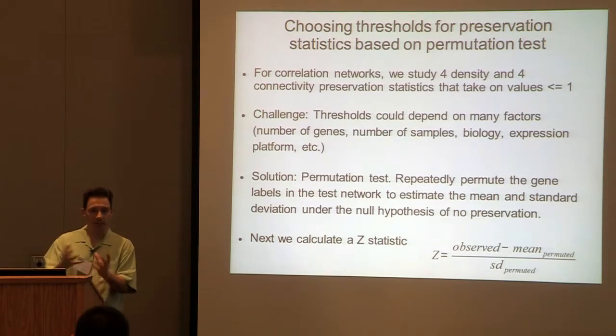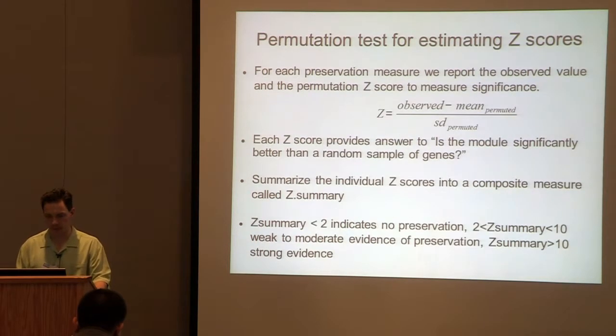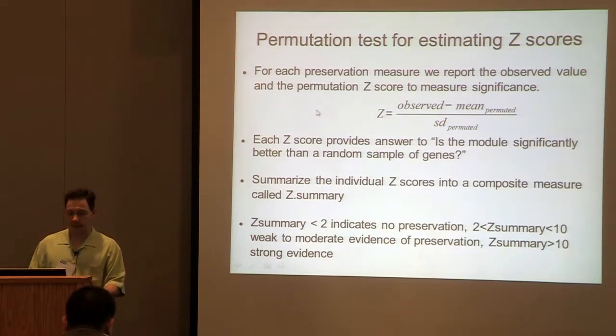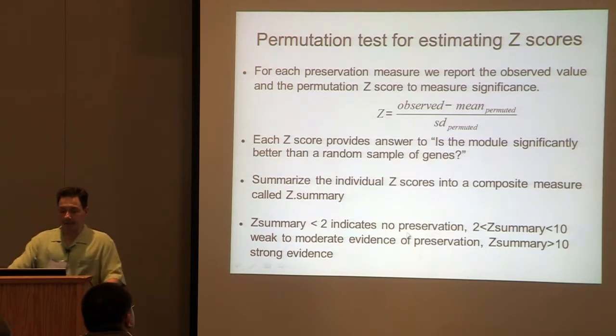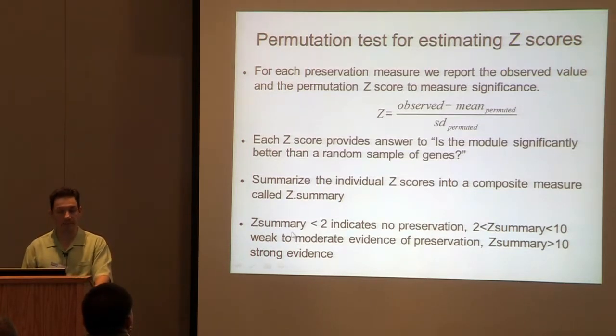So what does that measure? It measures how far away your observed value is from the value under the null hypothesis. Remember, we have multiple statistics, let's say 8 different preservation statistics, and so we get 8 different z-statistics. Each z-score provides an answer to the question, is the module significantly better than a random sample of genes? But we don't want to report 8 statistics, and so we summarize these 8 statistics into one overall statistic called Z summary.